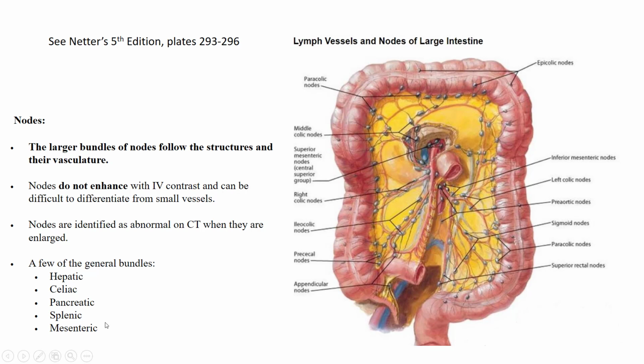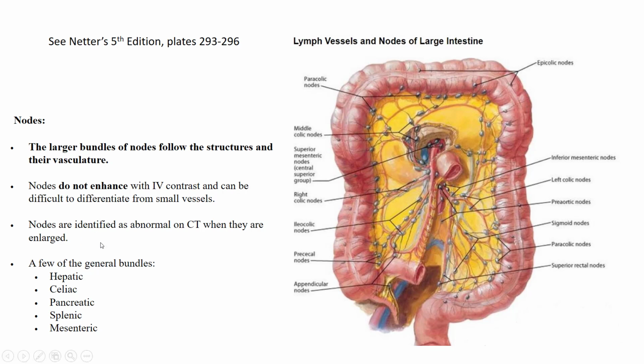We will not ever have to identify groups of bundles or name them all because there are so many throughout the body. Once again, they generally do not enhance with IV contrast, so it can be difficult to distinguish between those and the small vessels. Sometimes when you're distinguishing between those and maybe a small abscess, the abscess again will have a ring enhancement, and the pus or the fluid inside will not tend to enhance.